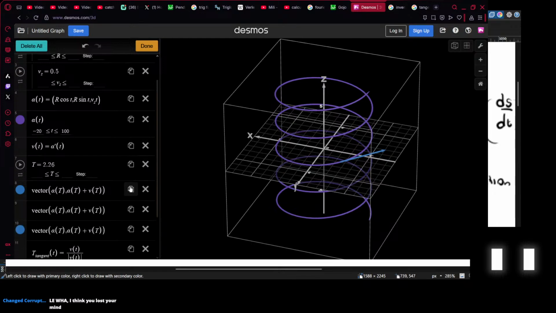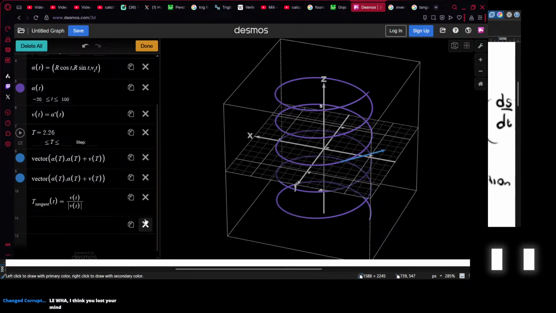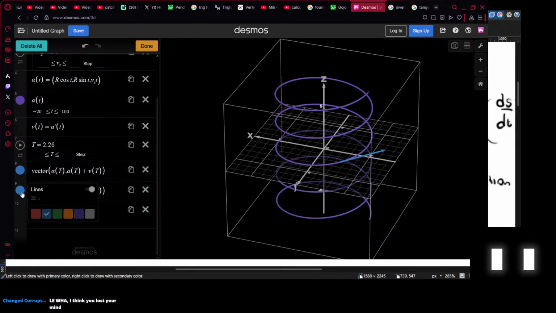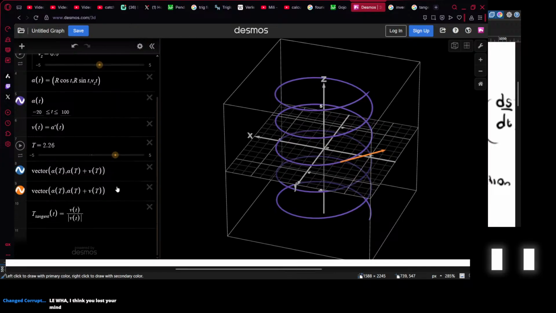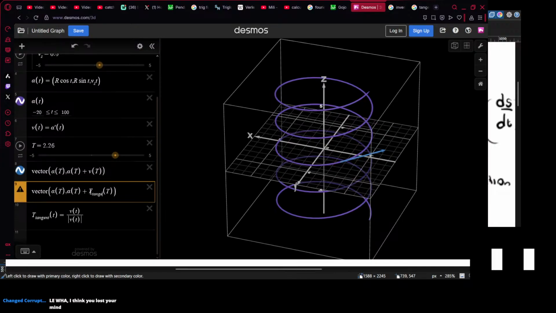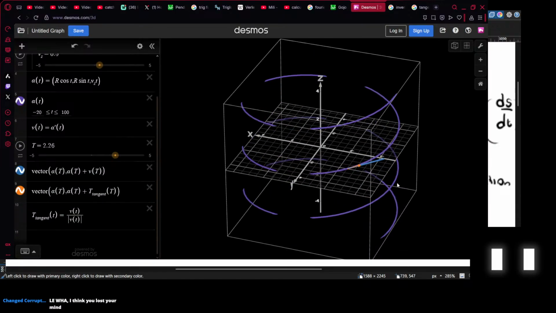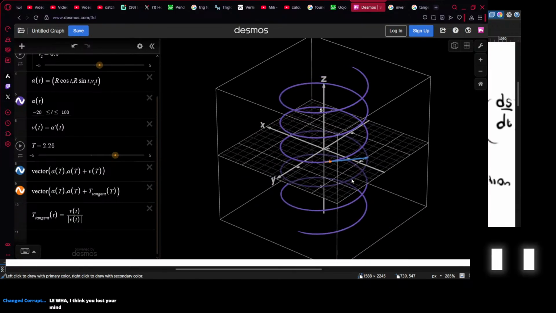All right, so let's redraw that. Let's redraw the velocity vector, but now we replace it with the tangent vector instead. That is, we change this to the tangent vector, and as you can see here, it is still the velocity vector.